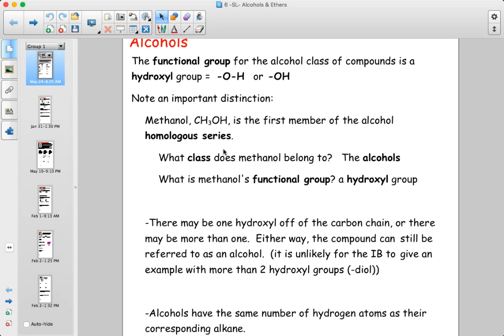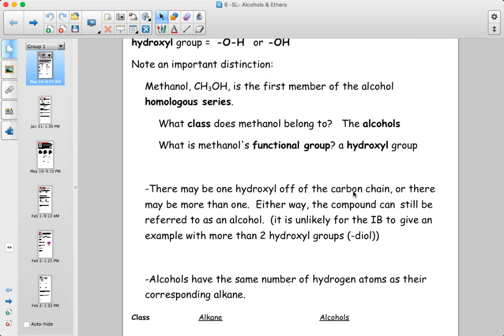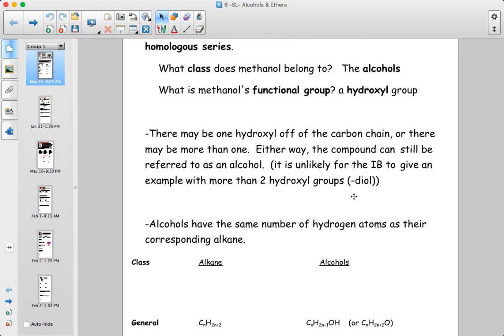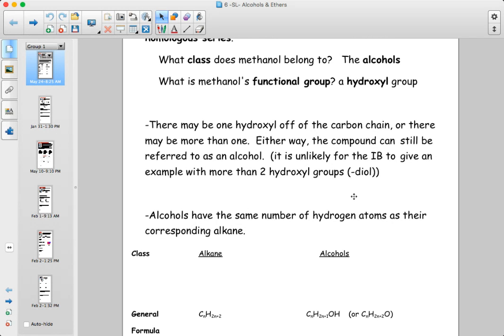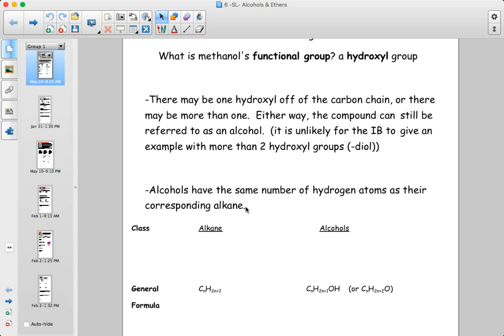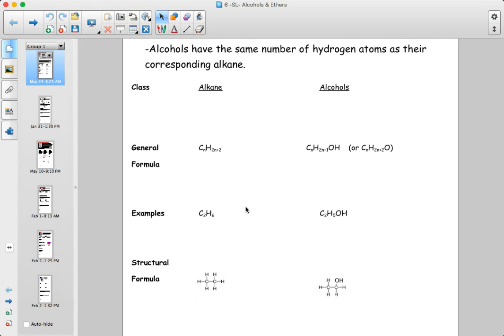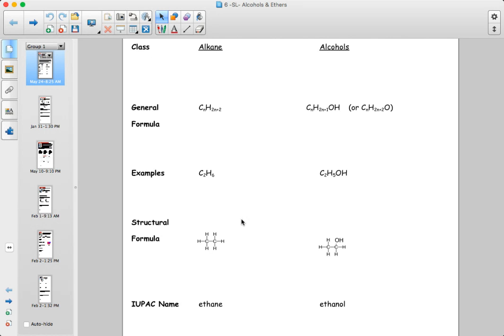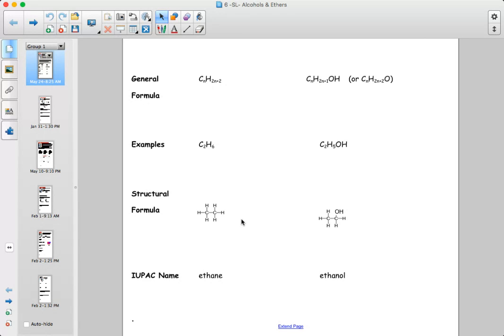So one is the functional group itself, and one is the class that the whole molecule belongs to, so alcohols and hydroxyls. You can have one or many hydroxyl groups on a molecule. Most of the examples you'll see have one, although sometimes the IB throws one at you with two, and in that case you can call it a diol for having two alcohol groups. They look a lot like alkanes, except they have OHs instead of one of the H's. And so this is ethane and this is ethanol.